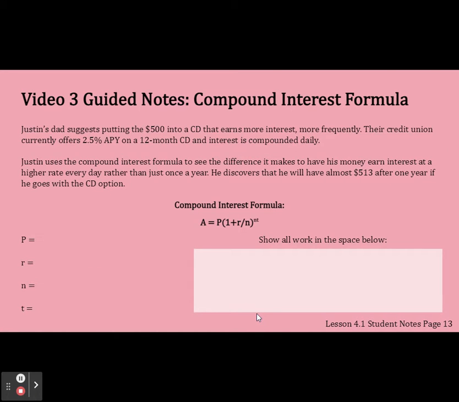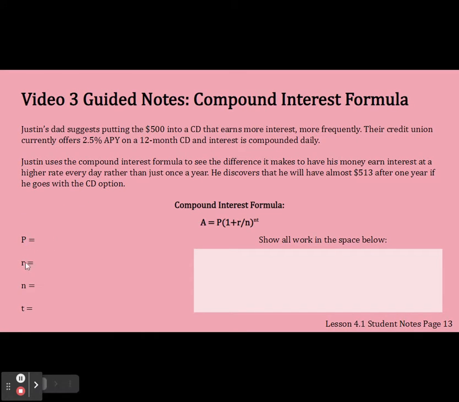And now we're going to look at an example. So we have Justin's dad suggests putting his $500 into a CD that earns more interest more frequently. Their credit union currently offers 2.5% APY on a 12-month CD, and interest is compounded daily. So we're going to take a second and use that formula to calculate how much Justin will have after 1 year if he goes with the CD option instead of just a simple interest.